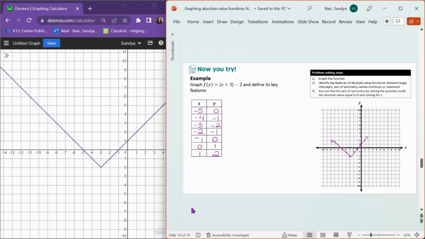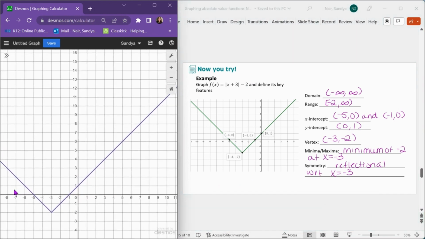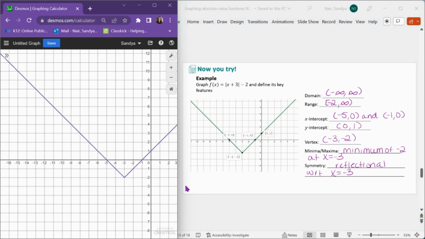So here I have the coordinates of this graph all written out. You can see I have these different x values, and you can get the coordinates from your graph in Desmos. And then what we can do is define its key features from the graph in Desmos. So notice the domain is going to include all real numbers. So it's going to go from -infinity to +infinity. The range starts off at -2 and then includes all values above that. So that's going to go -2 to +infinity.